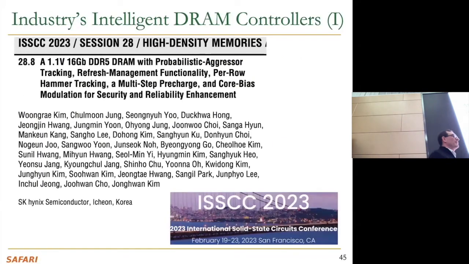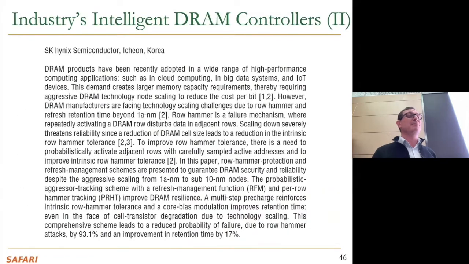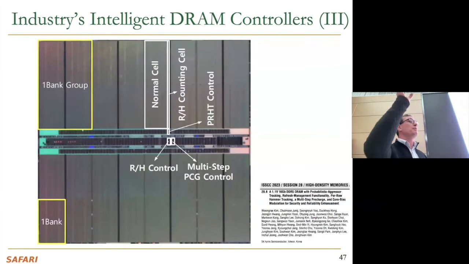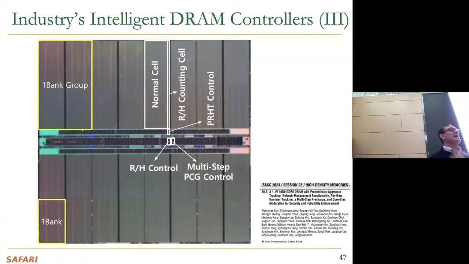Now, what's happening in industry? Finally, similar solutions are being deployed in industry. This is a paper from last year, ISSCC 2023, from SK Hynix, a major DRAM manufacturer. Essentially, they wrote a paper acknowledging that RowHammer is a serious problem. And one solution that they're pursuing is to put computation capability inside the DRAM chips. This is a picture of a DRAM chip. They're essentially adding a controller inside the DRAM chip to detect when a row is being hammered. And if a row is being hammered, they take some mitigating action in this controller. So they actually count activations to rows.